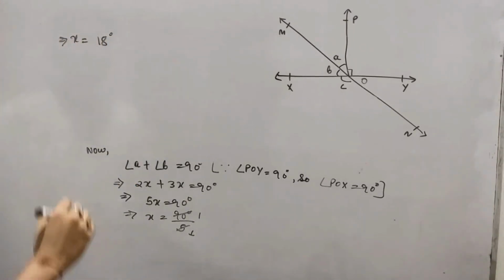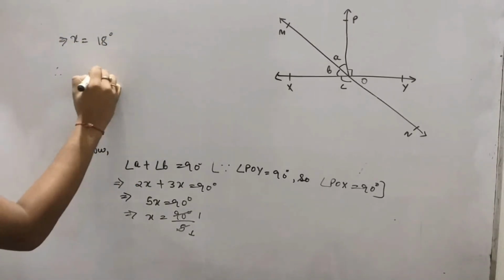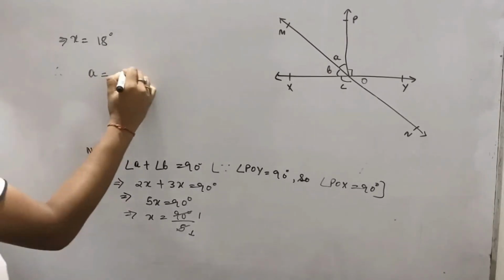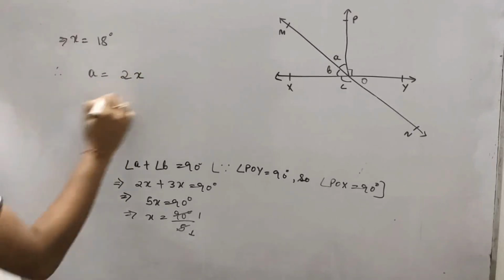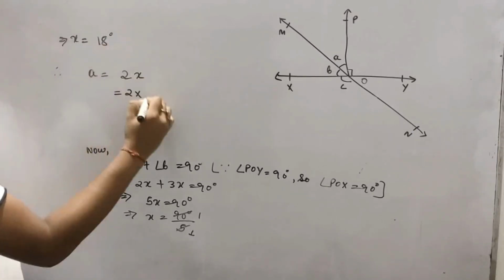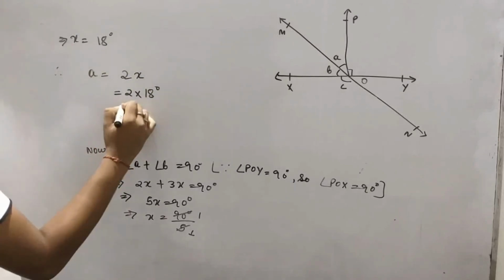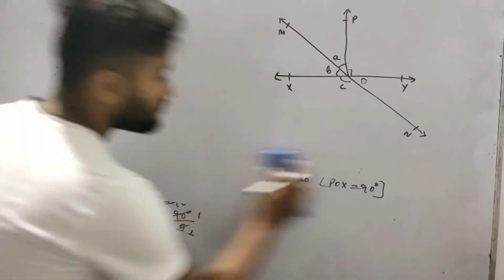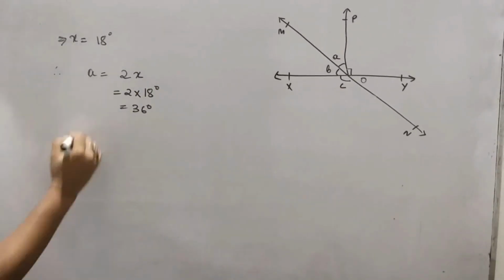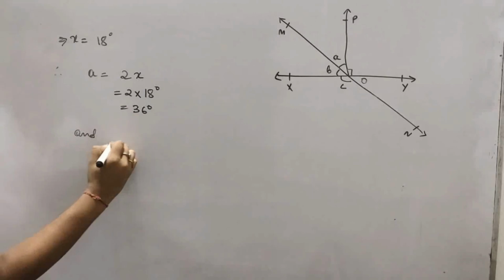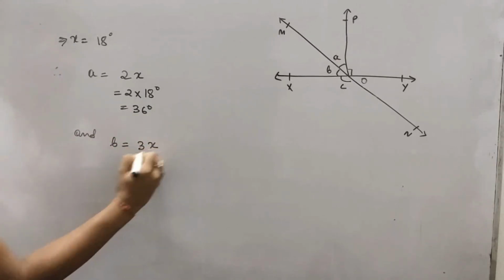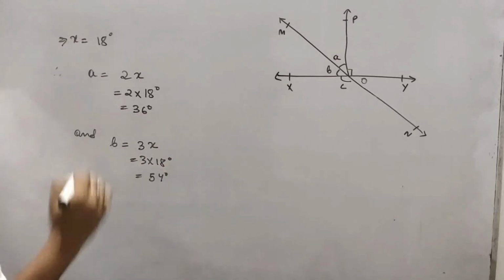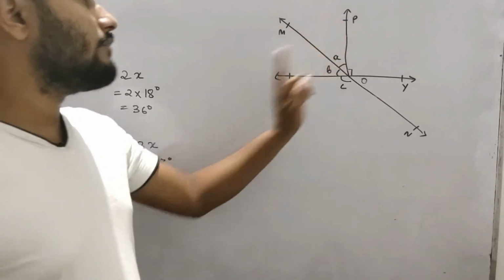So from this we can find what? Therefore A will be equal to how much? What was our A? Twice x, right? So we can write 2 into the value of x, 18 degrees, which is equal to 36 degrees. And B was thrice x, so 3 into 18 degrees, this is 54 degrees. So we have got A, we have got B.